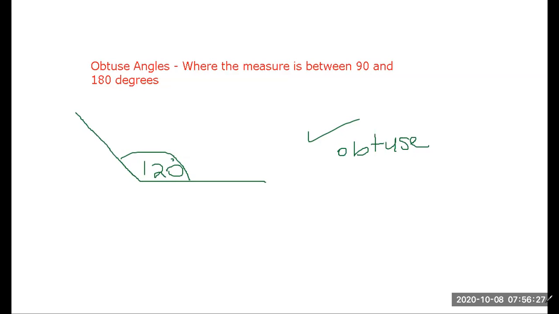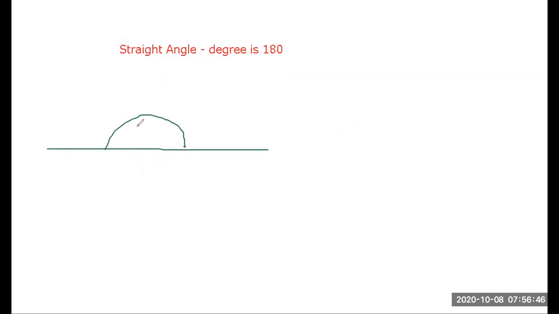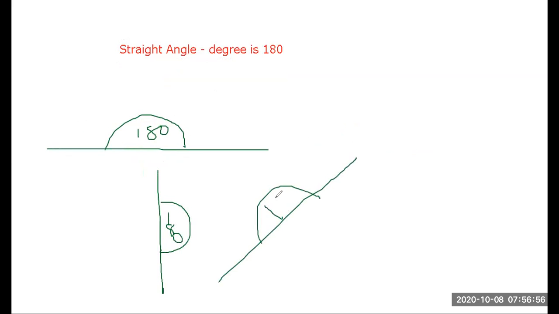Another angle we're going to look at is a straight angle. That's where the degree is 180 degrees. All right? So when we measure it, it turns out to be 180 degrees. So it could be that way. It could be this way. It could be diagonal, as long as it's 180 degrees. Okay, that's what we call a straight angle.